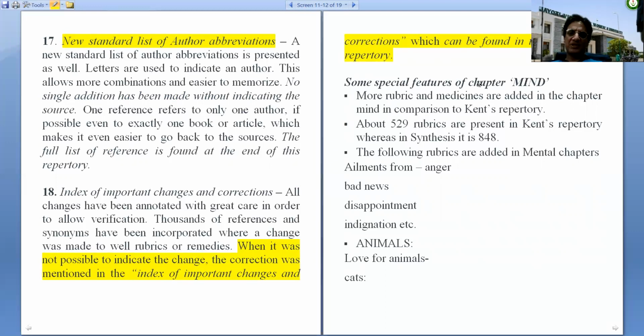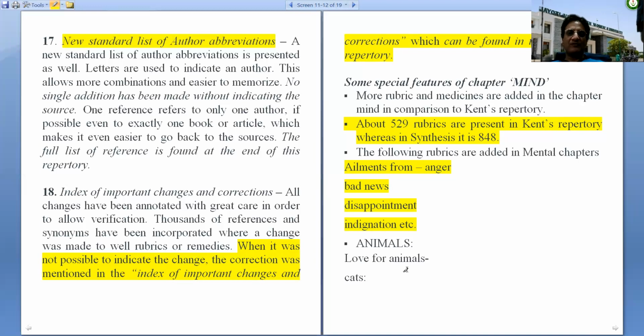Some special features of the chapter Mind. More rubrics and medicines are added in this chapter. About 529 rubrics were there in Kent, whereas in Synthesis it is 848 in the Mind chapter. The following rubrics are added. Example: ailments from anger, ailments from bad news, ailments from disappointment, ailments from indignation. So these are very important rubrics, that is, emotional or mental etiological rubrics.